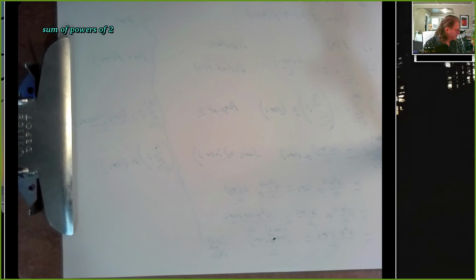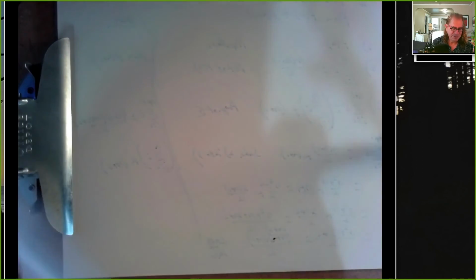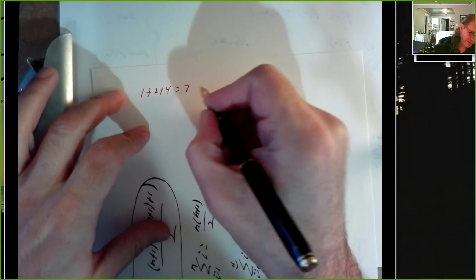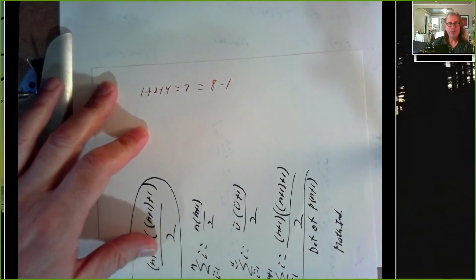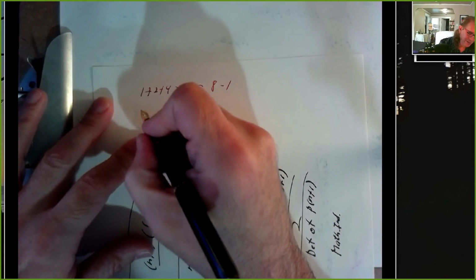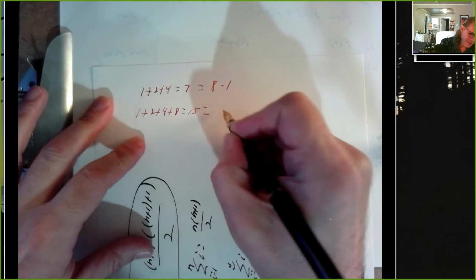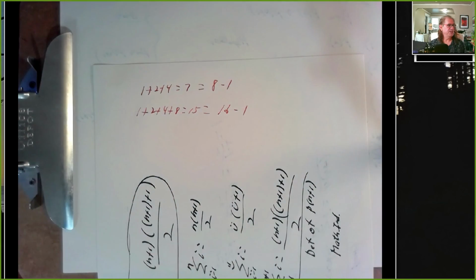And we've seen this in computer science probably a number of times. If you do something like 1 plus 2 plus 4 equals 7, well, that's the next power of 2 minus 1, right? If you do 1 plus 2 plus 4 plus 8, you get 15. That's the next power of 2 minus 1. And we bump into this all over the place.